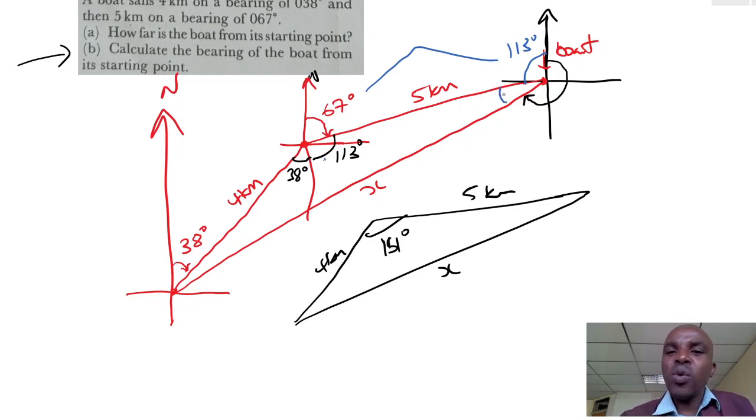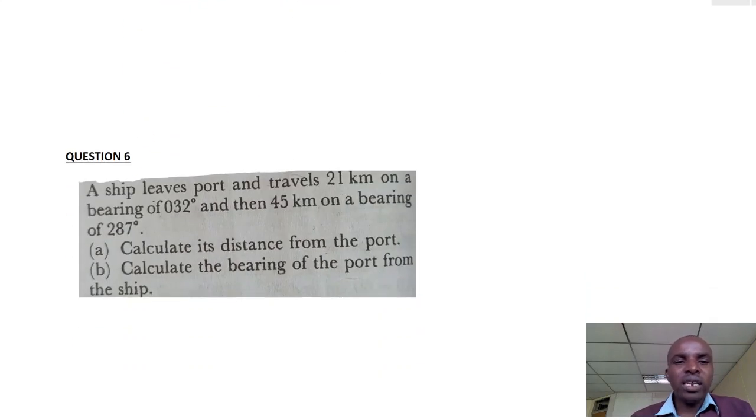Then you can find this angle here. After finding this angle, I can call it theta. Then you say this theta plus 113, you subtract from 360, angles at a point. Then you can find your required angle. Just like that. To find theta, you can now use this triangle. On this side, we have x. Then use the sine rule: sine theta over 4 kilometers is equal to sine 151 over x that we found. Then you can find your theta. You can use that to find your required bearing.